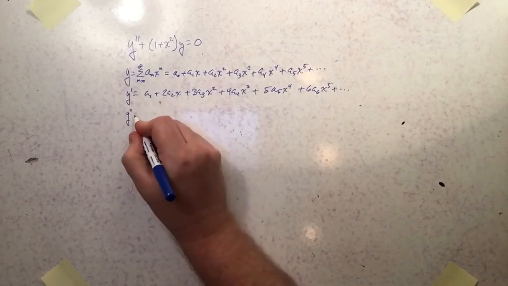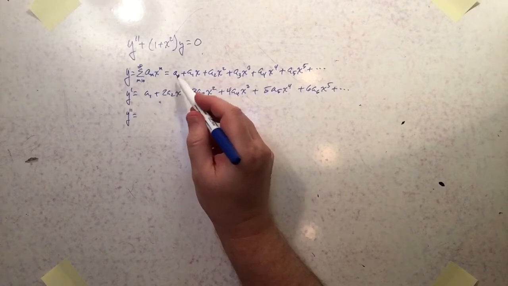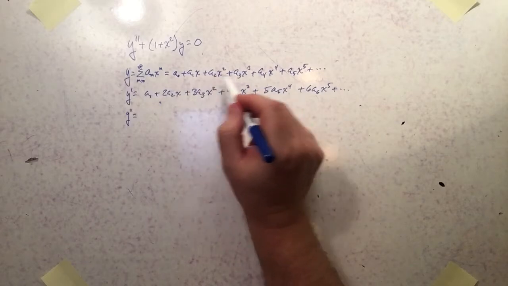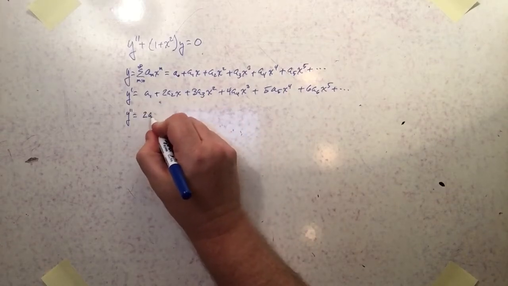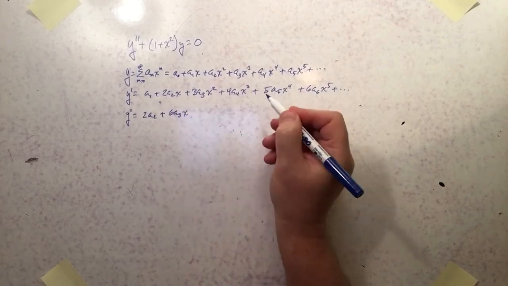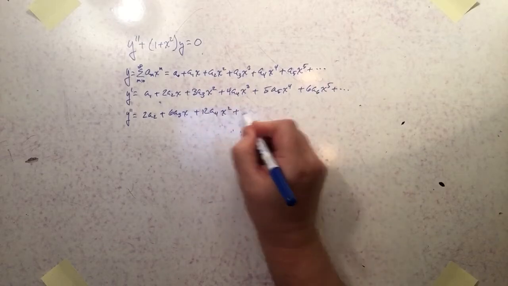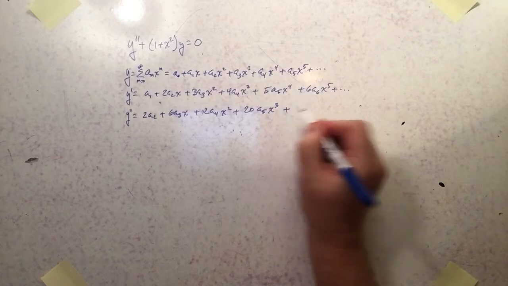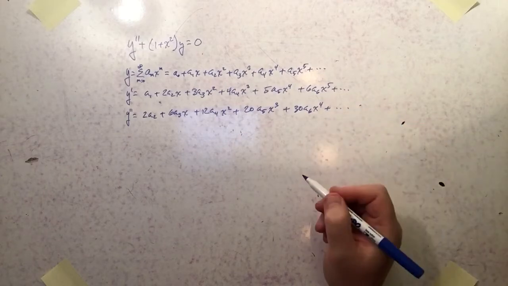So y double prime will then be the first derivative of this guy. And I'm going to try and line things up, although I won't really do a good job of that. It's not important because now that we know we're lining up coefficients of like polynomial terms, it's pretty easy to pick those out. So the next derivative is going to be 2a2 plus 6a3x plus 12a4x squared plus 20a5x cubed plus 30a6x to the fourth, and on.